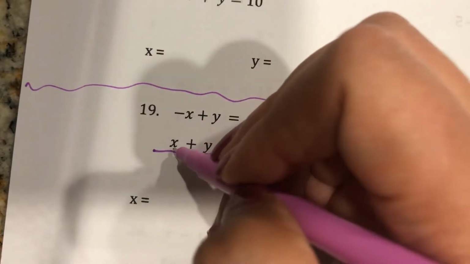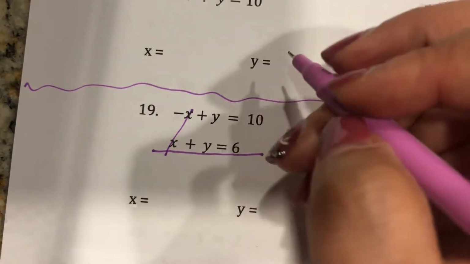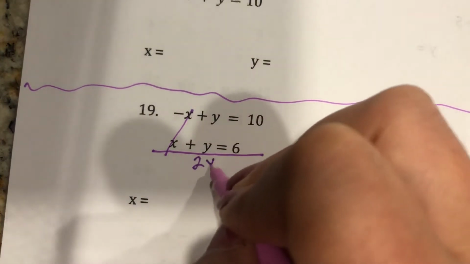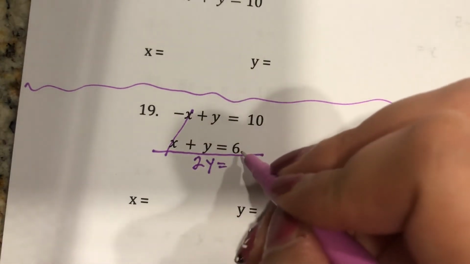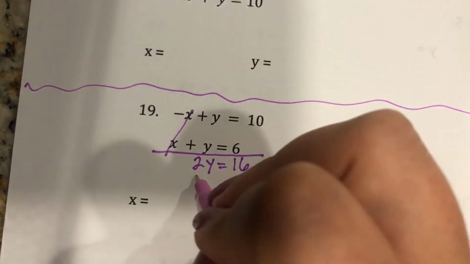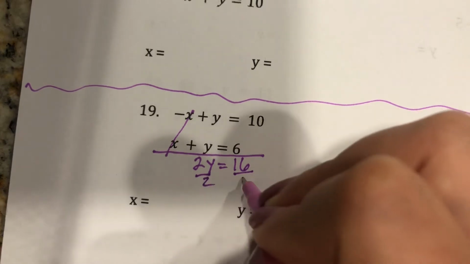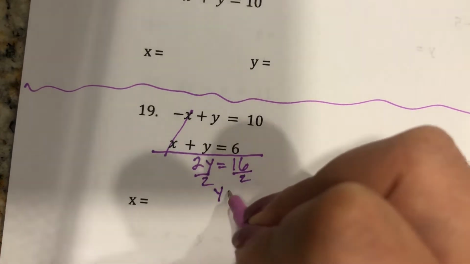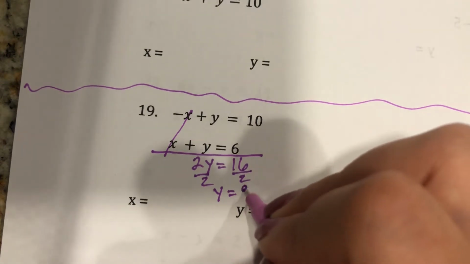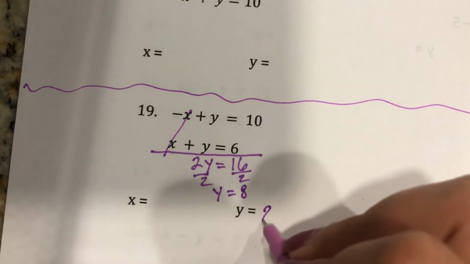Again, it's a positive and a negative. I can cancel that out. I don't need that. Y plus y gives me 2y equals 10 plus 6 gives me 16. Divide both of these by 2. And I get y equals, 2 goes into 16 8 times. So y equals 8.